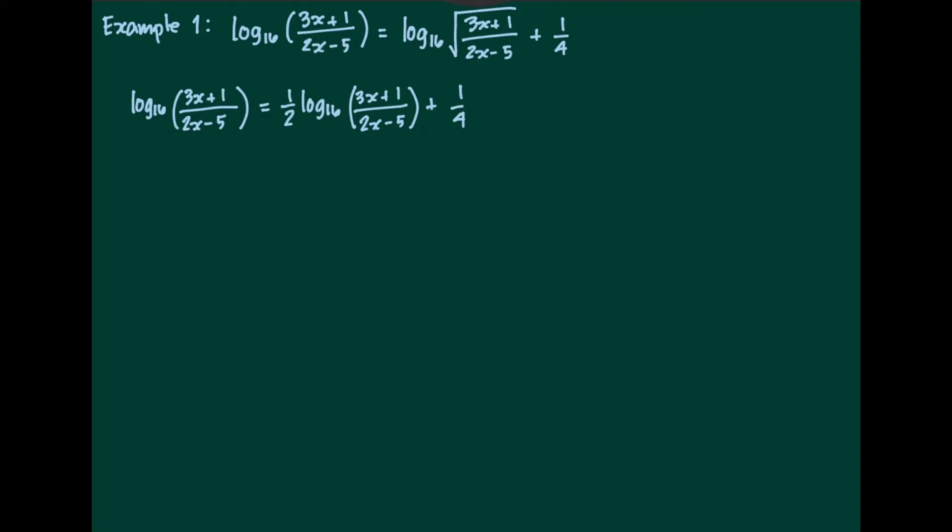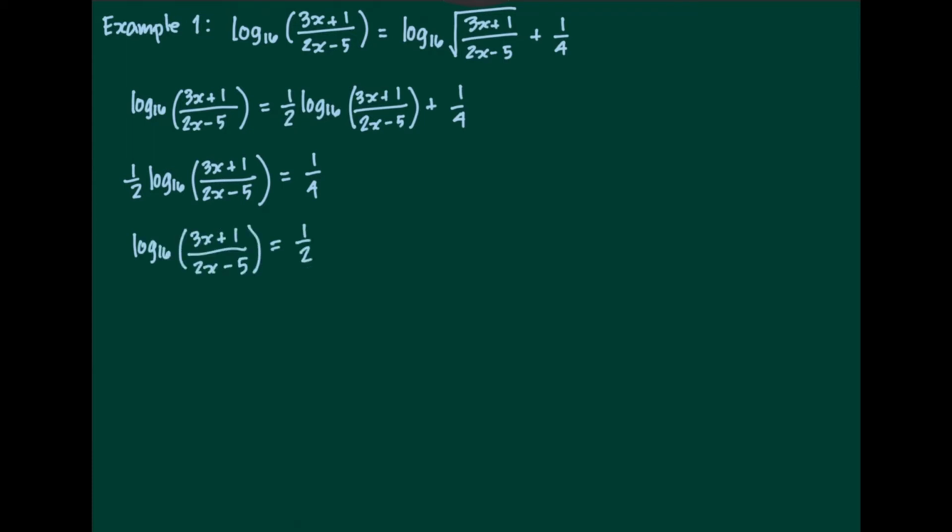We could just subtract 1/2 log base 16 of 3x plus 1 all over 2x minus 5 from both sides. And on the left-hand side, we will have 1/2 log base 16 of 3x plus 1 over 2x minus 5. And on the right-hand side, we'll have 1/4. We could multiply 2 to both sides muna. So we'll have log base 16 of 3x plus 1 all over 2x minus 5 is equal to 1/2.